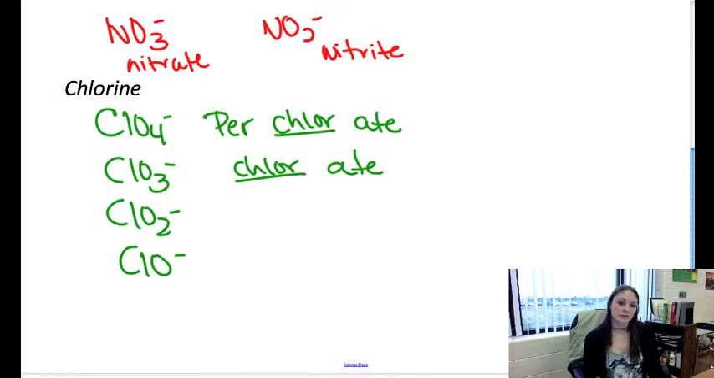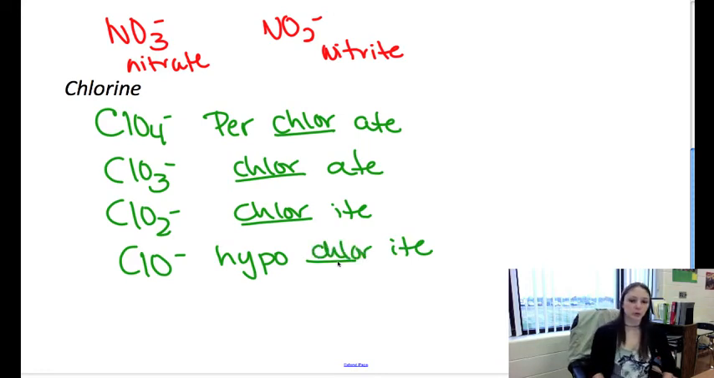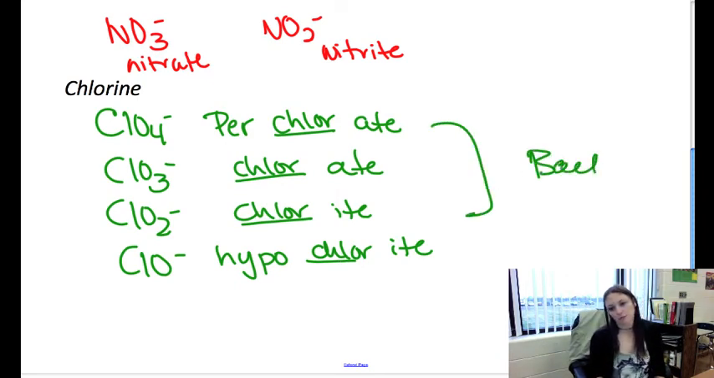Now we go to the -ite. Root name and -ite, chlorite. Now we go hypo. Root name, -ite. Hypochlorite. So we've got perchlorate, chlorate, chlorite, hypochlorite. These are all on the back of your periodic table. But this is how we get those names. Let's try and name a few.